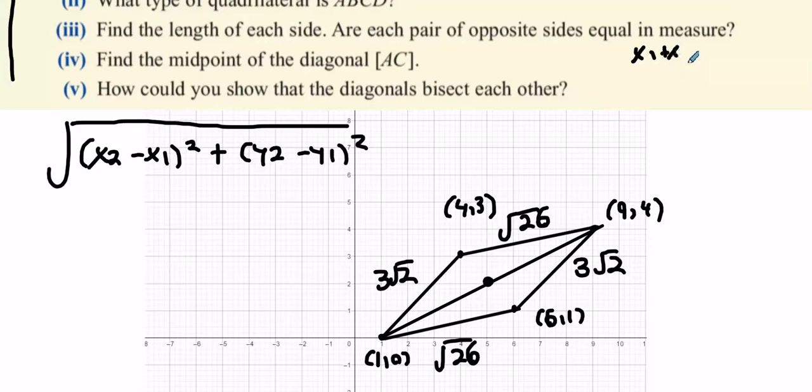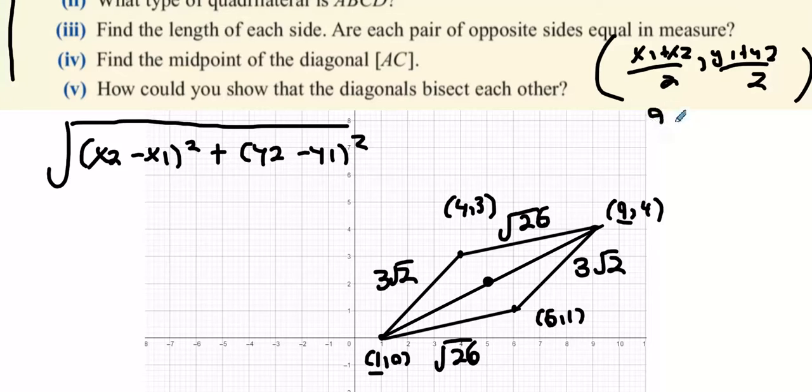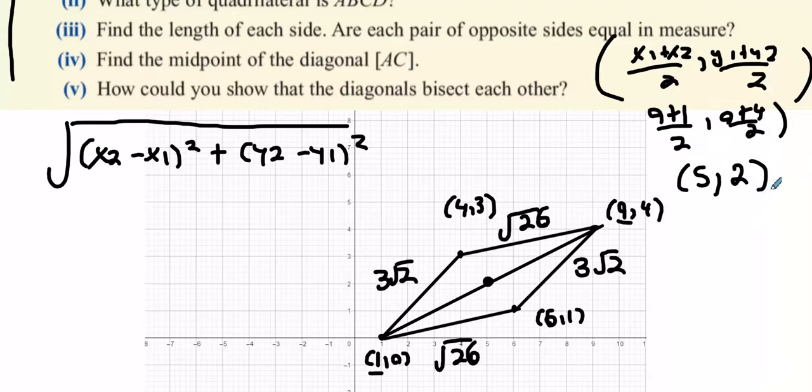X1 plus X2 over 2, Y1 plus Y2 over 2. Basically, add 9 and 1 together, you get 10. 10 divided by 2, 5. And add 0 and 4 together. And then divide by 2, 2. So 5, 2. Everybody cool with that? Now, how could you show that the diagonals bisect each other?